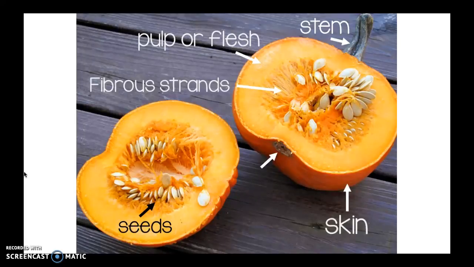And how about this brown circle at the bottom of the pumpkin? What do we call that? Blossom end. If you guessed that, great job. That's where the flower dies and turns into a pumpkin.